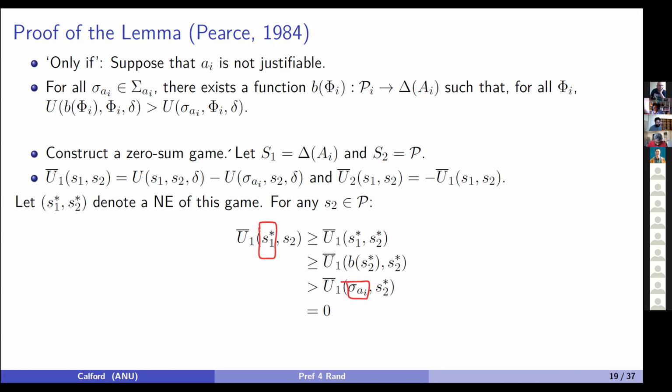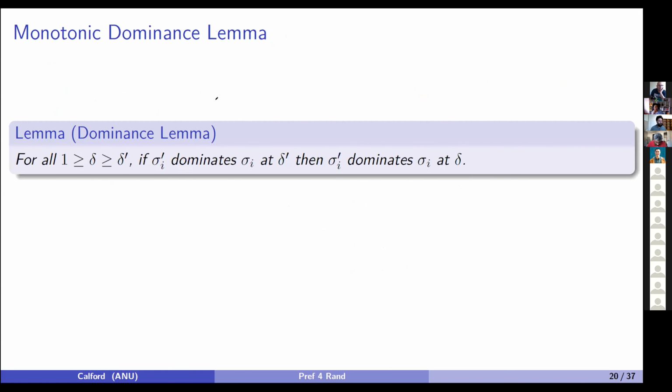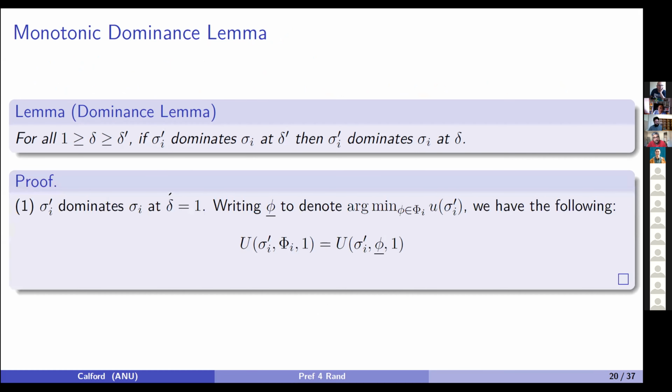All right, so that's the Peirce lemma. The other lemma I'm going to need is a dominance lemma. So we're going to establish monotonicity of dominance. And so we're going to say that for all delta primes less than delta, if sigma prime dominates sigma at delta prime, then it also dominates at delta. And so the proof here is reasonably simple as well.